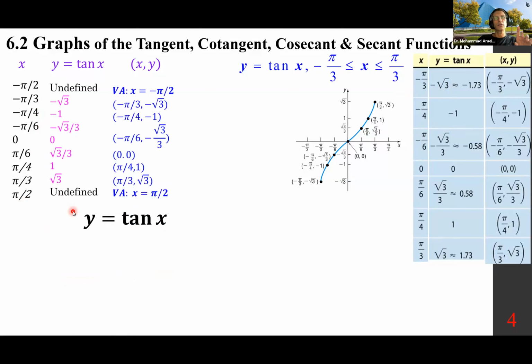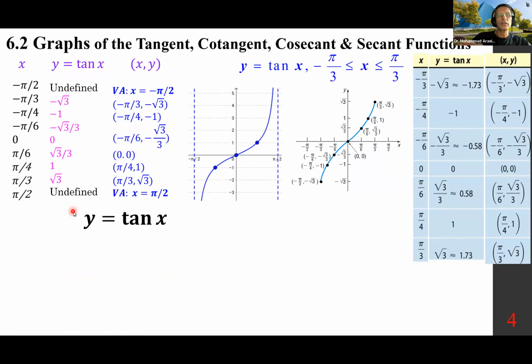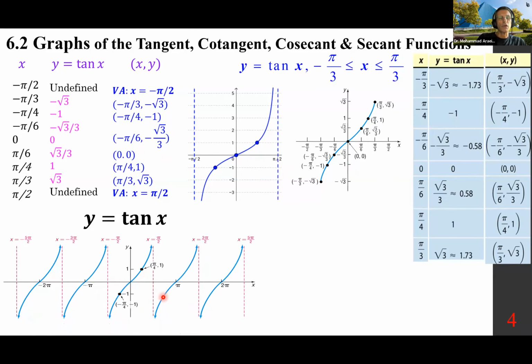Now, one complete cycle looks like this. And so what are those? Those are the vertical asymptotes. We have the vertical asymptote at x equals minus pi over 2. We have the vertical asymptote at x equals pi over 2. Now, this is a complete cycle, but you continue indefinitely on both sides, and you get this function. So this is one complete cycle. You can always stick with that and then add to it.